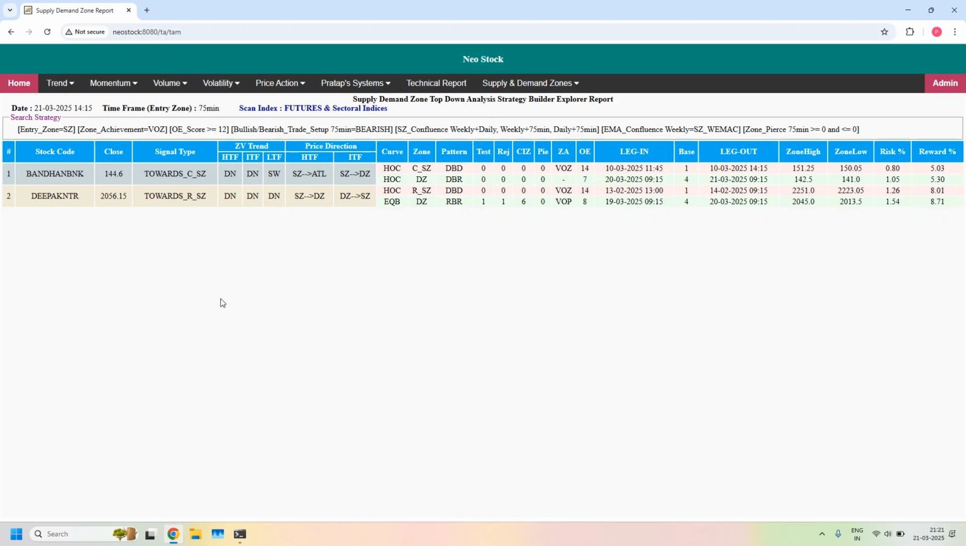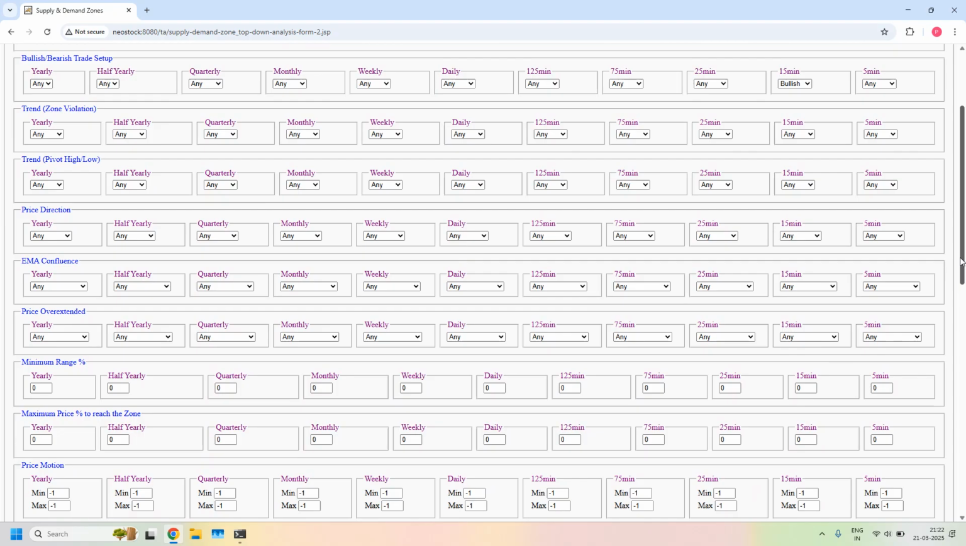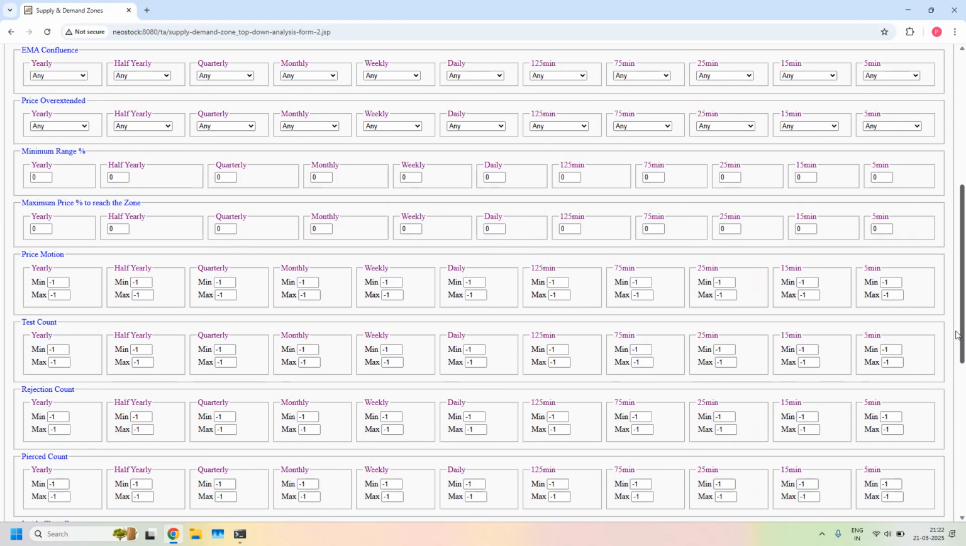Okay, next we will look into daily income trade supported stocks. For daily income trade, entry time frame 15 minutes, entry zone, demand zone. In bullish or bearish trade setup at a 15 minutes time frame, entry time frame, I am selecting bullish. And the zone achievement should be violated opposing zone, minimum odd enhanced score should be 12, and the 15 minutes demand zone should not be pierced. So in the pierced count at 15 minutes time frame, selecting minimum value 0, maximum value 0.